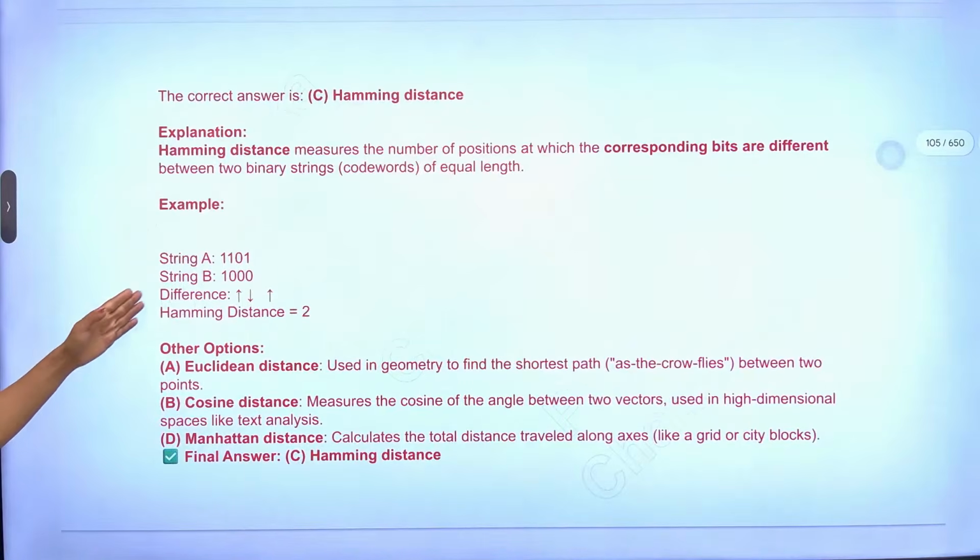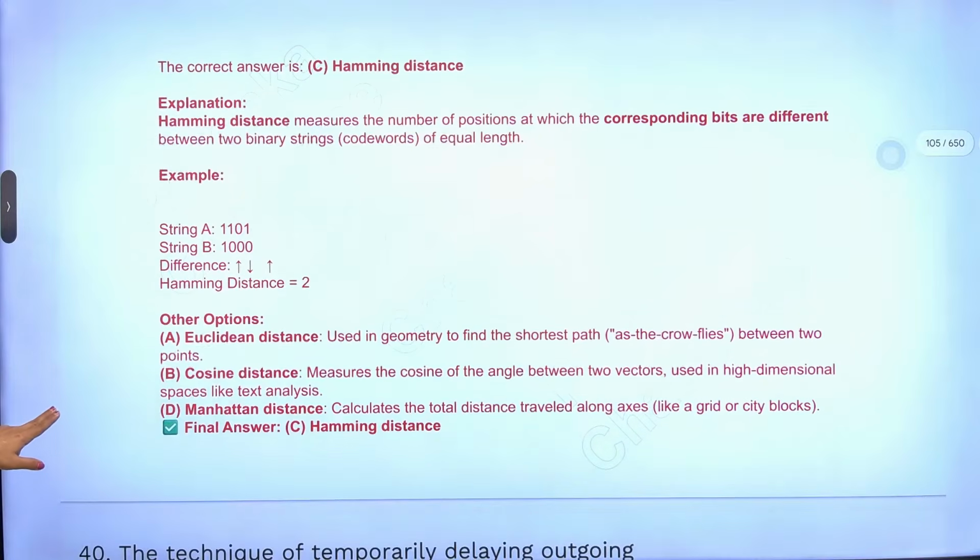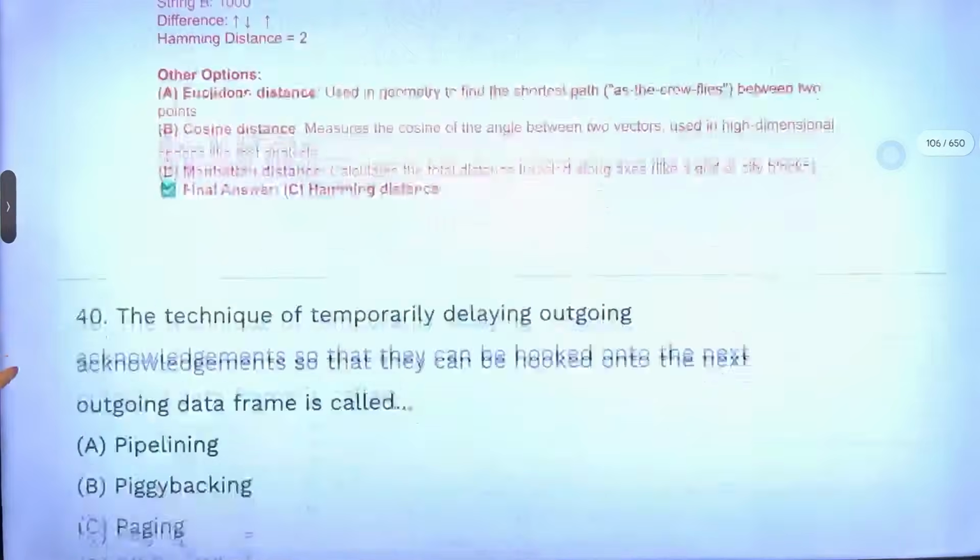Now see, just like here, the Hamming distance is 2. This is your explanation for Hamming distance.